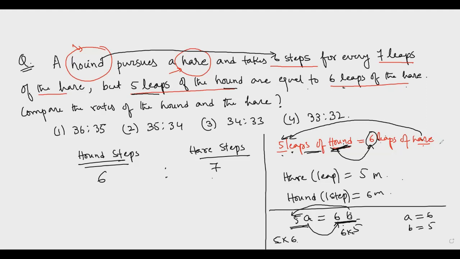5 leaves of hound is equal to 6 leaves of here, means here one step we have to take as 5 meter. Hound one step, we have to take as 6 meter. That is the lower equation.